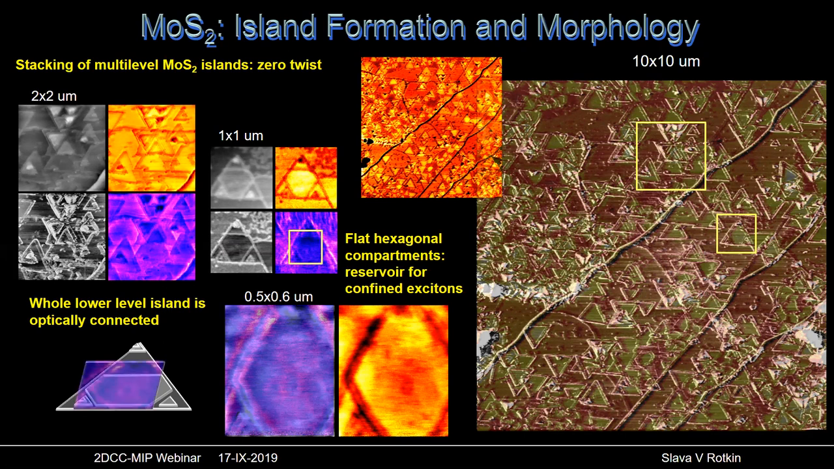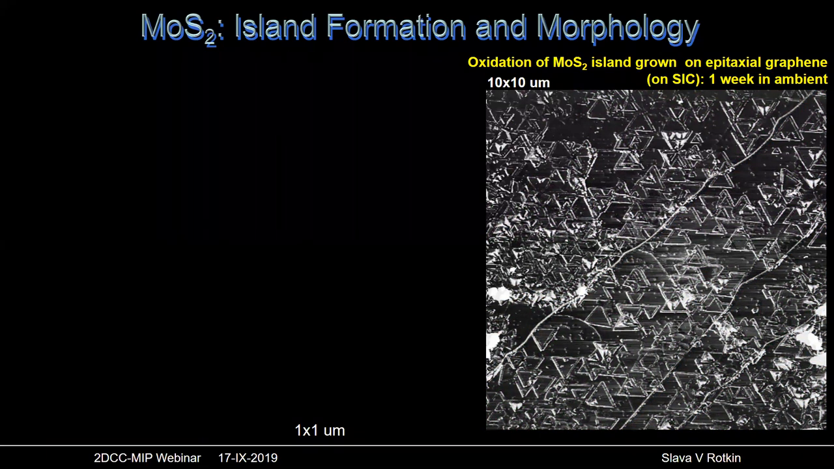So the fact that the whole lower level island appears to be optically connected is interesting, which means that the coupling between the upper island, the upper hexagon, and the lower triangle may not be as strong as we thought at the beginning. So that is another interesting observation that we had on the same sample.